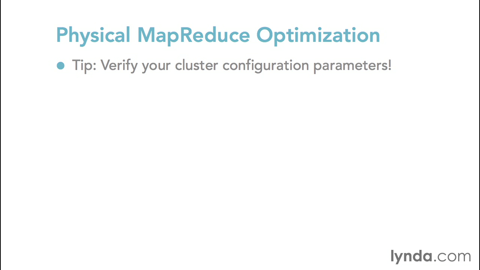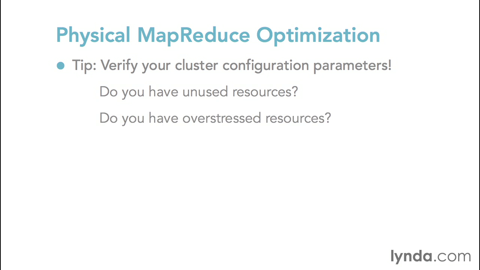Another thing is you should take a look at both unused resources, so data nodes that aren't used during the majority of your MapReduce jobs, or overstressed resources, data nodes where you have a lot of spillage because your map processes can't fit into memory on all the data nodes. They spill out to disk, which takes a lot longer.